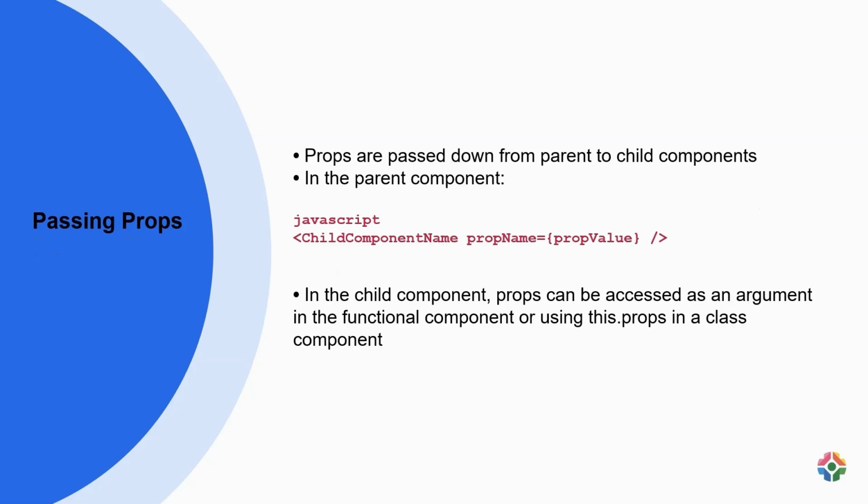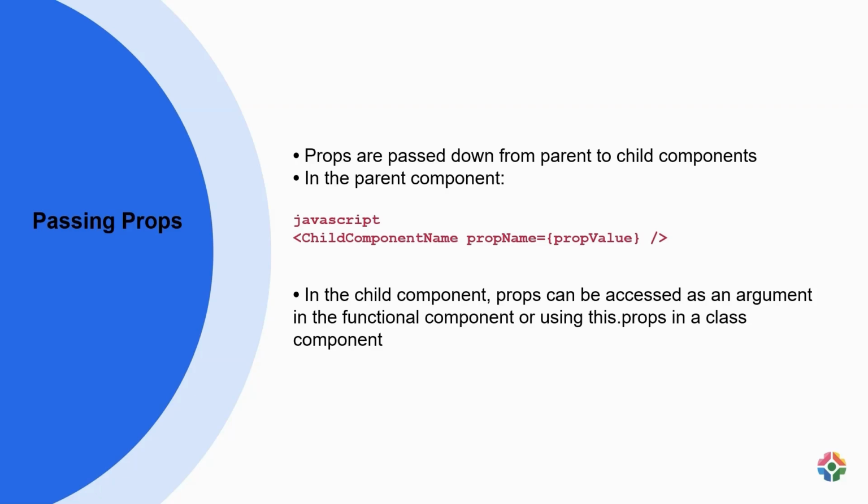Props are utilized in React to pass information from a parent component to a child component. This is done by defining props in the parent component and passing them to the child component using the syntax child component name, prop name equals prop value. In the child component, props can be accessed in a functional component as an argument to the function or in a class component through this.props.